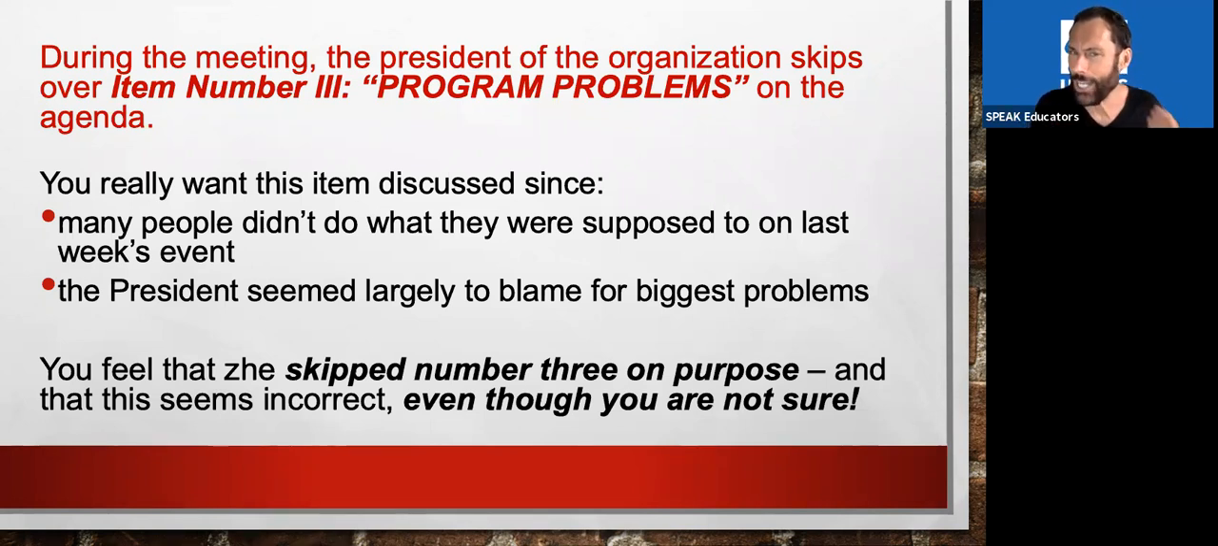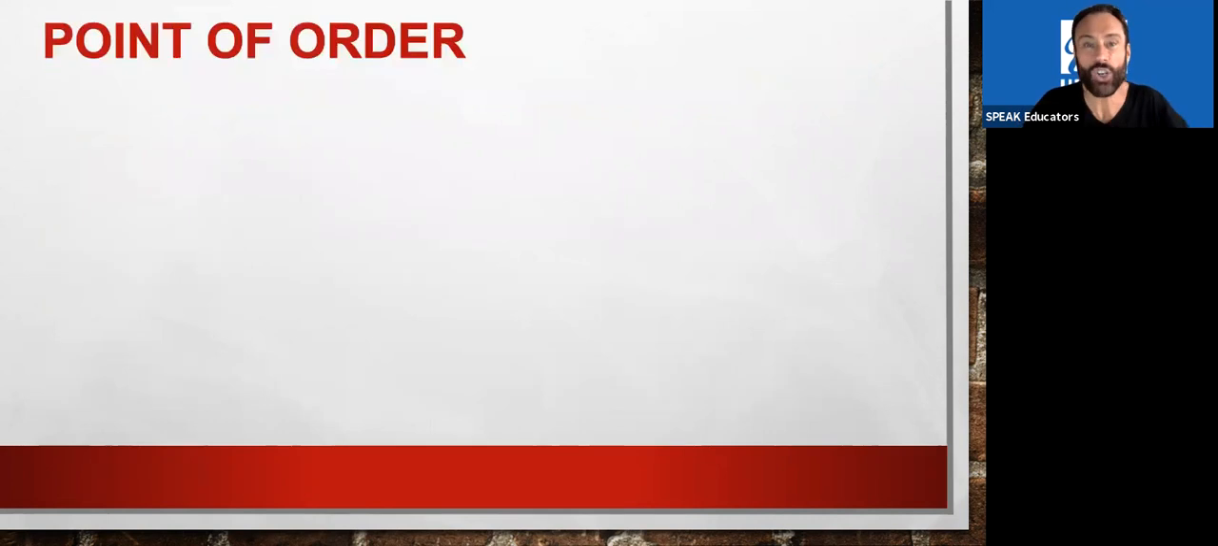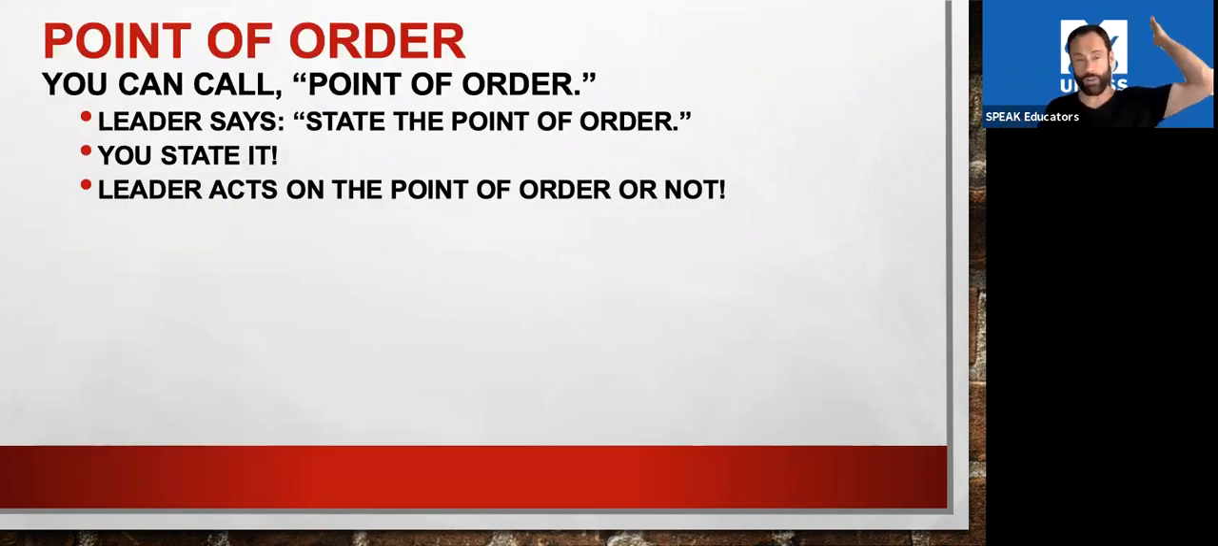Now, you're not sure, but you don't think that the president could just skip something on the agenda. So what can you do? That's when you, little old you again, could call a point of order. How would you do it? You would simply say, point of order. The leader says, state your point of order. You say, you skipped number 3 on the agenda, and I'm not sure that you're allowed to do that. Now, the president will either act or not on that.